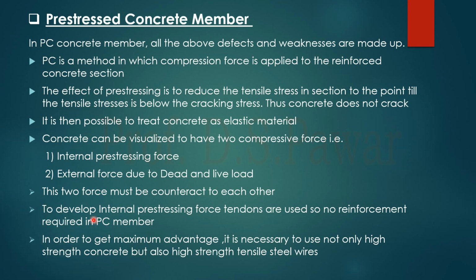So we have just seen, to develop the internal pre-stressing forces, tendons are used, so no reinforcement is required in a pre-stressed concrete member. In order to get the maximum advantage, it is necessary to use not only high strength concrete but also high strength tensile steel wires.